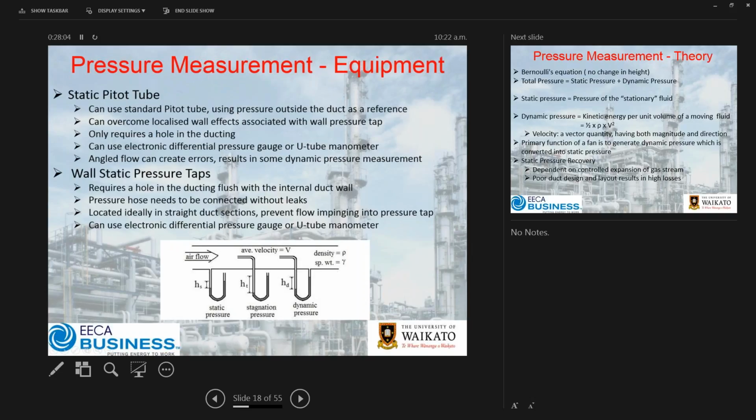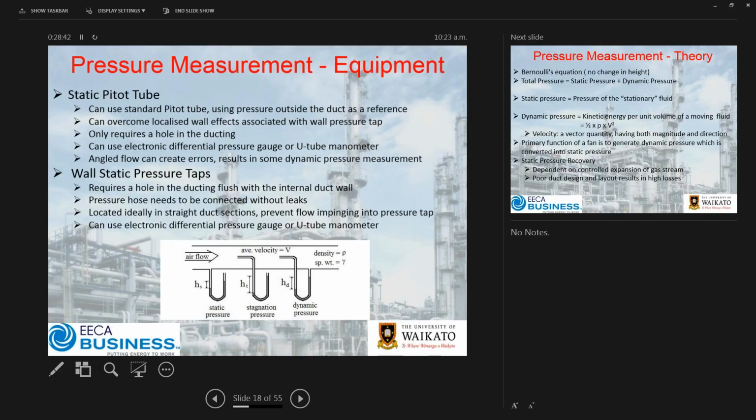Now with pressure measurement we can use a static pitot tube, which is effectively what we're showing there on the side. Our first one on the left down the bottom here is just going into the side of the duct, which is our static pressure of the flow going past. Our second one is our stagnation or total pressure. This is where the tube is open, directed into the flow, which is effectively what the tip of our pitot tube is going to measure. And then if you reference that against the static pressure on the side of the duct, that gives us our dynamic pressure, which is effectively the function of a pitot tube.